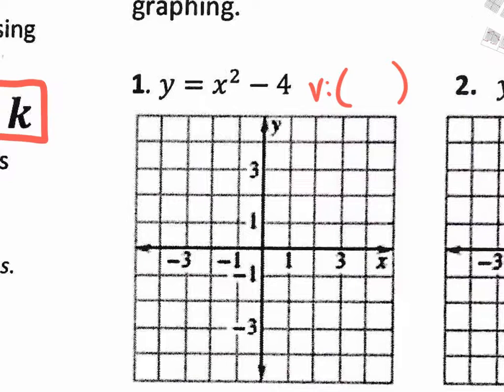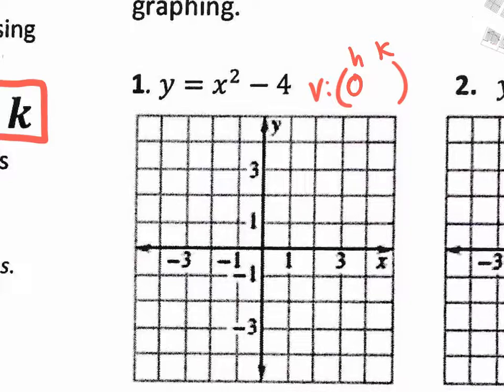Do we even have any parentheses right here? No, we don't. So what's the h value? 0, right? If you wanted to, you could imagine some parentheses right there, and there is nothing being added or subtracted at the end of the x. So the h value truly is 0. So let's all put that as 0 for h.